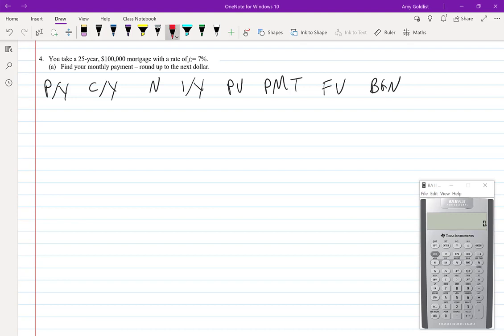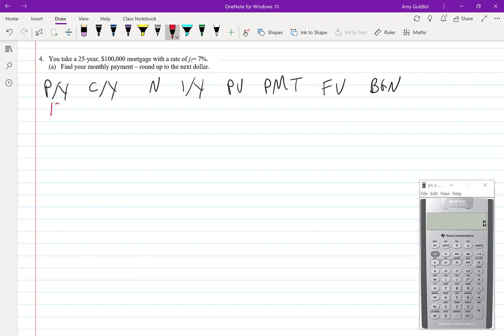Let's do our last question. Question 4. You take a 25-year, $100,000 mortgage with the rate of J2 equals 7%. Find our monthly payment, and we're going to round that up to the nearest dollar, and that's up. So let's go through and fill out our table.